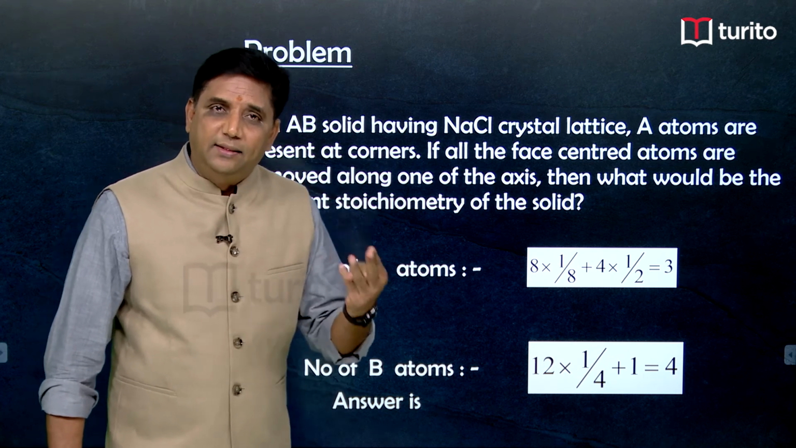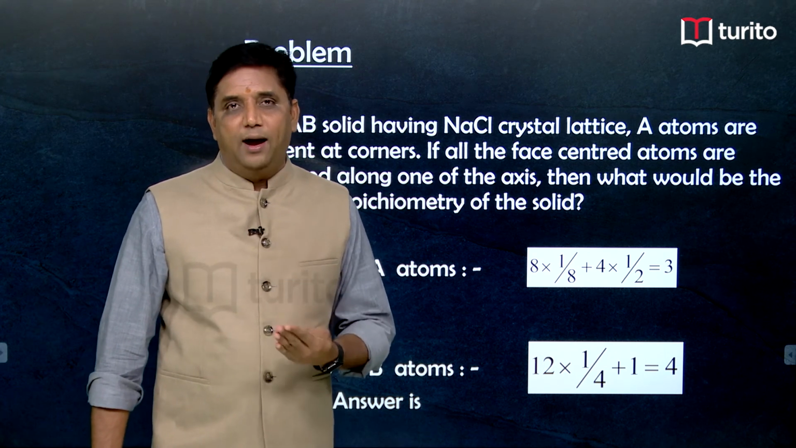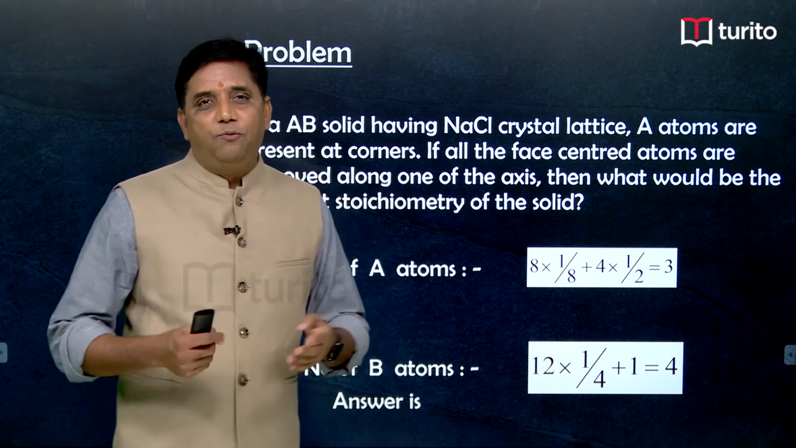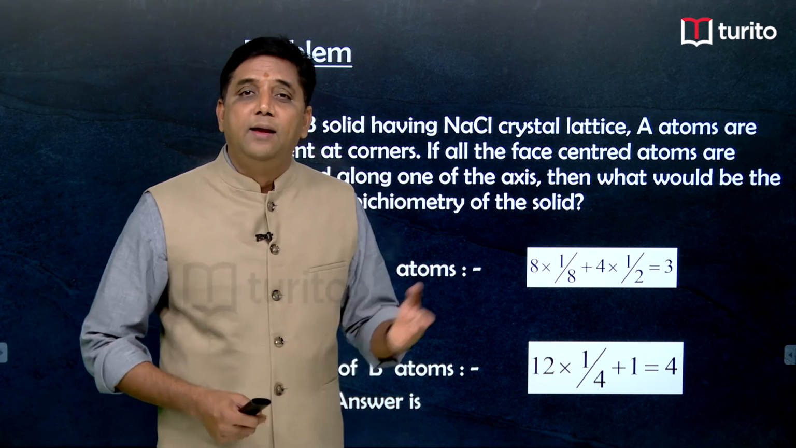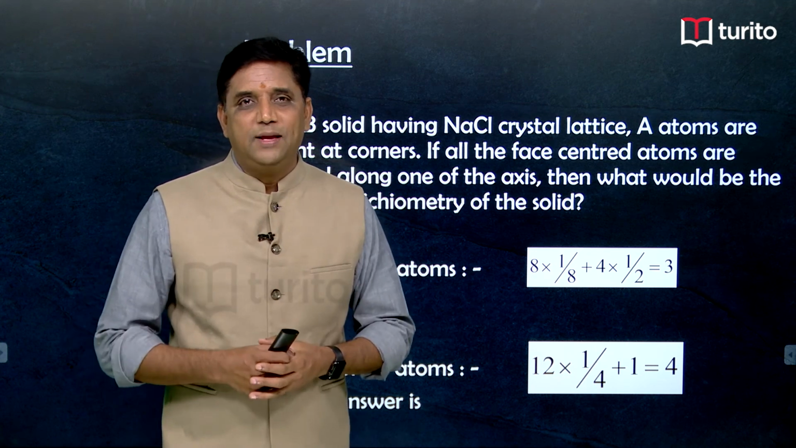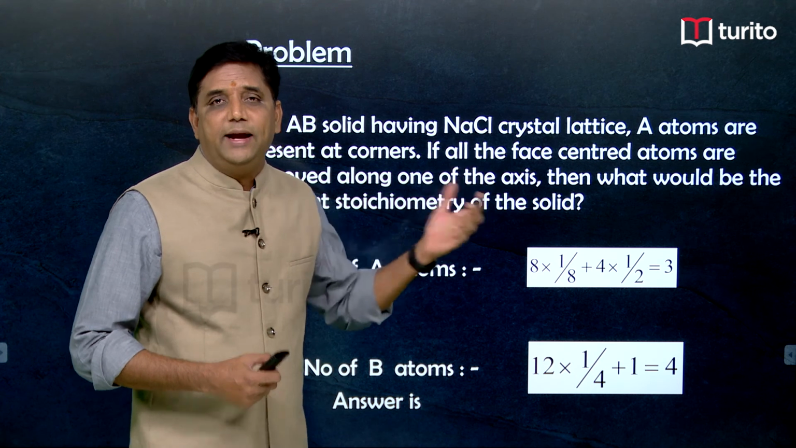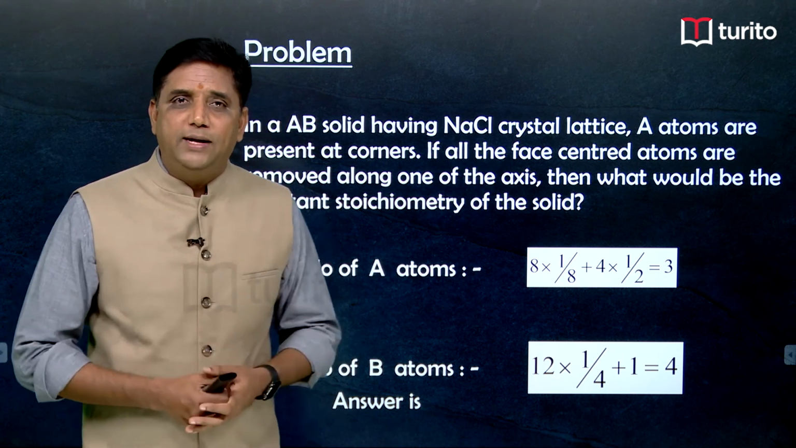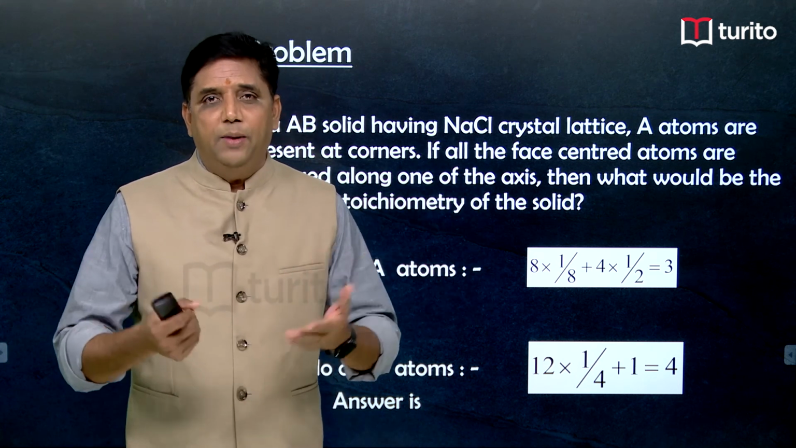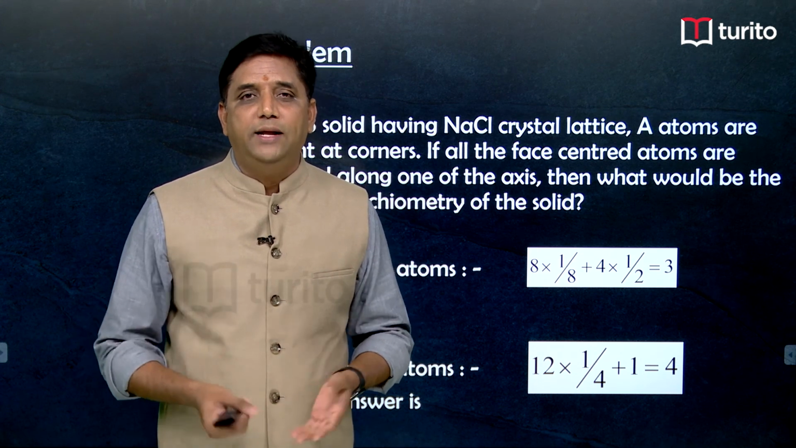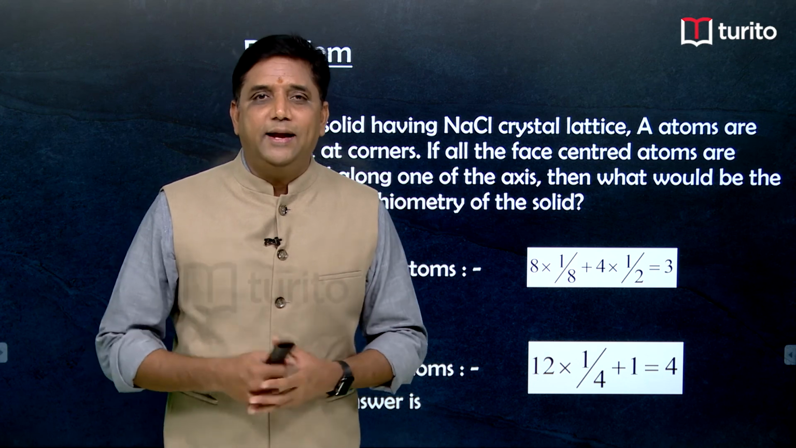That means there are 3 A atoms and 4 B atoms. Therefore, the resultant stoichiometry would be A3B4. See how easily we could solve this question with the help of that 3D animation. This is very important, and if you keep this concept in your memory, you can attack any problem that is going to be asked in competitive exams like NEET and IIT.